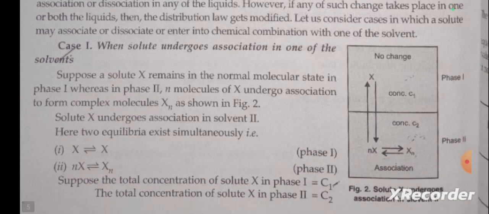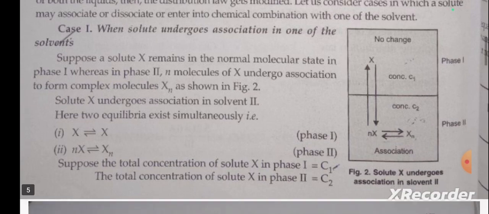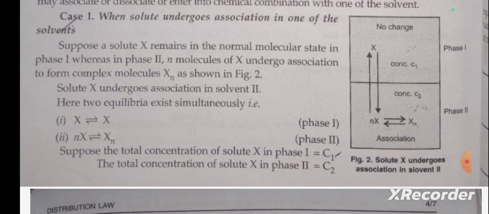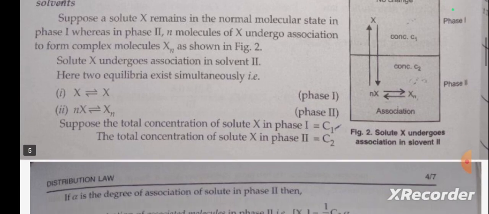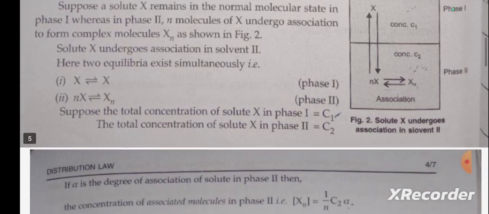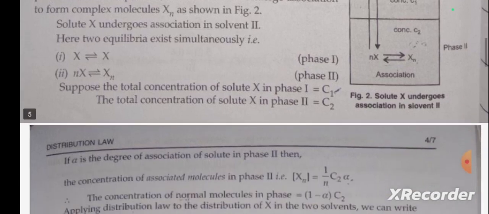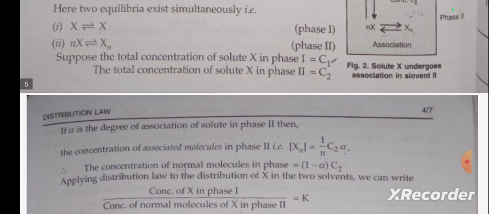Let us consider cases in which a solute may associate or dissociate or enter into chemical combination with one of them. When the solute undergoes association in one of them, suppose a solute X remains in the normal molecular state in phase 1, whereas in phase 2, n molecules of X undergo association to form complex molecules. For example, solute X undergoes association in solvent 2, hence two equilibria exist simultaneously: X in phase 1 and nX giving Xn in phase 2.